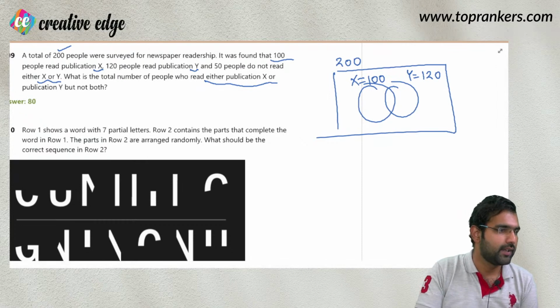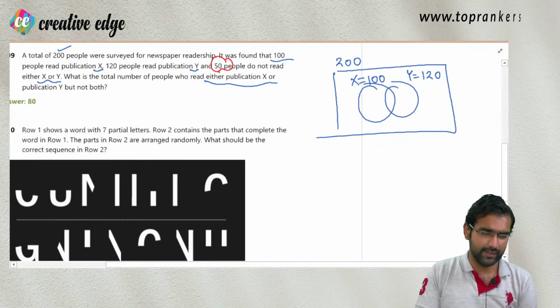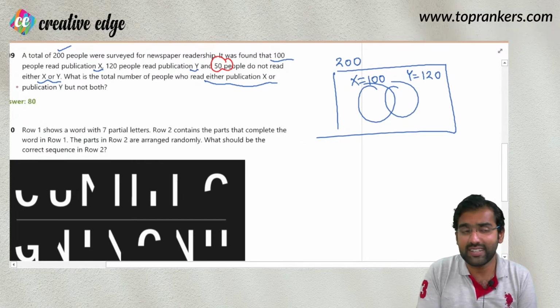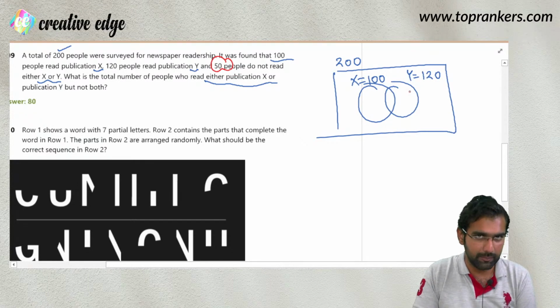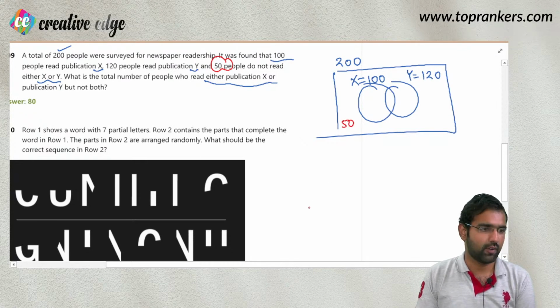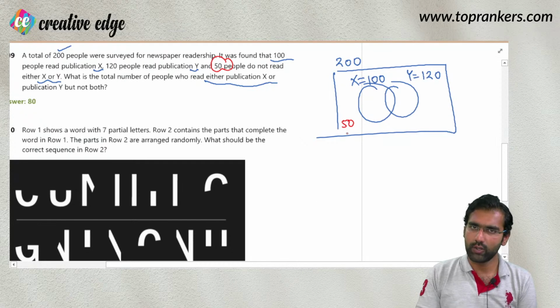Now, please understand, there are total 50 people who do not read either X or Y. So they read neither X nor Y. If they don't read any paper, neither X nor Y, they should be lying somewhere here. Now, please understand, everyone, 50 people are already adjusted here.